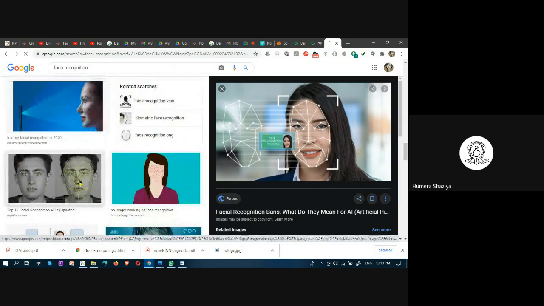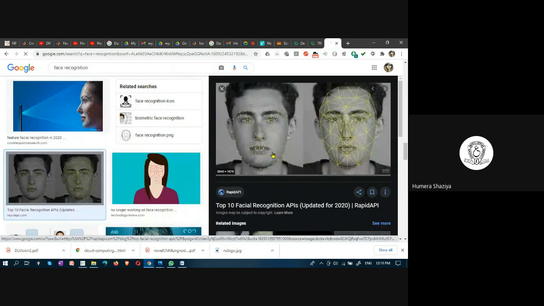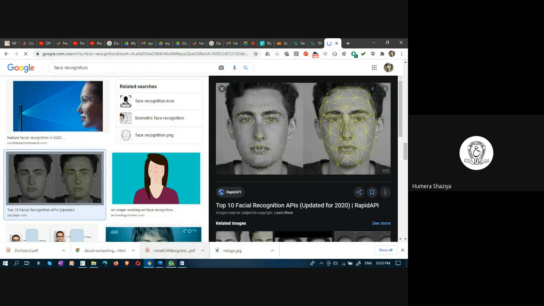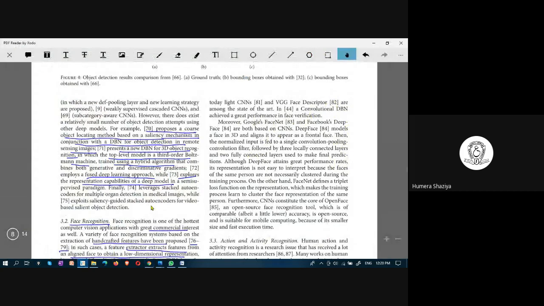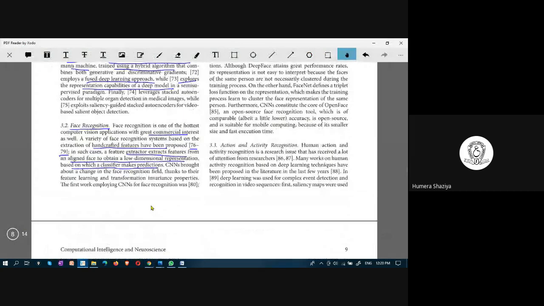So here there is one more example. These points will designate different parts of the face. Here it gives the size of each of the parts, and through this the application can recognize the face.